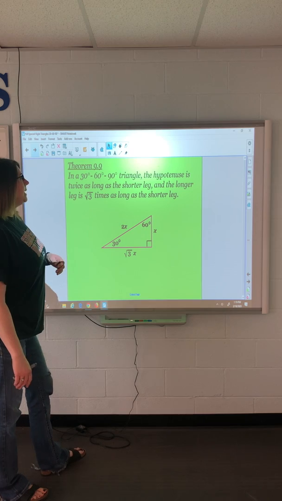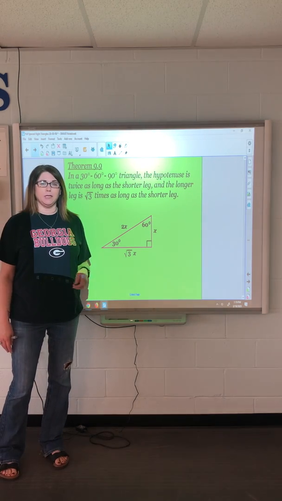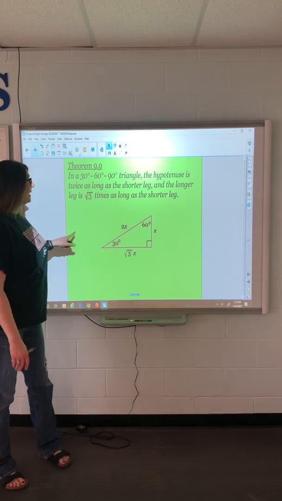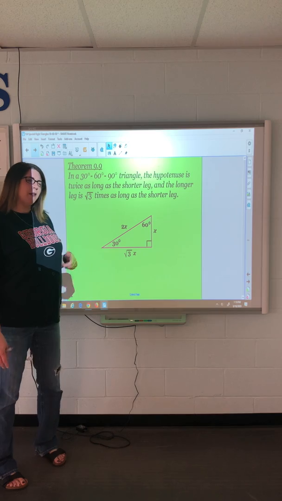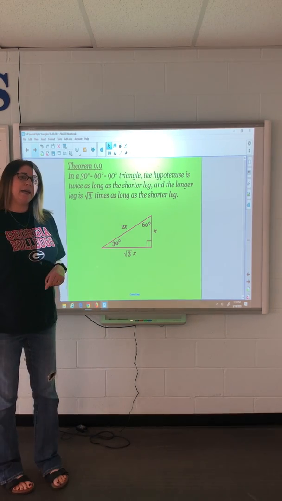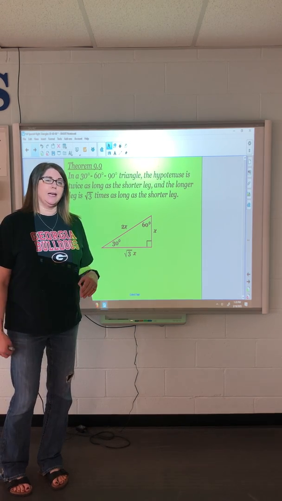Our theorem says that in a 30, 60, 90 triangle, the hypotenuse is always going to be twice as long as the shortest leg, and the longer leg, I like to call it the middle side, but it's the longer leg, is going to be the square root of 3 times whatever the shortest side is.